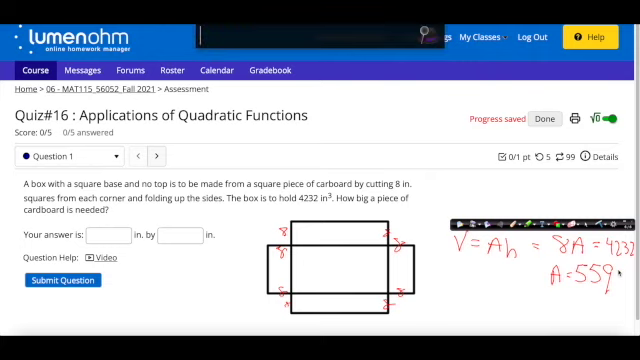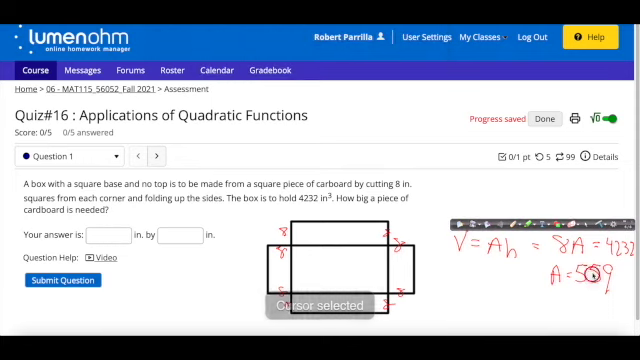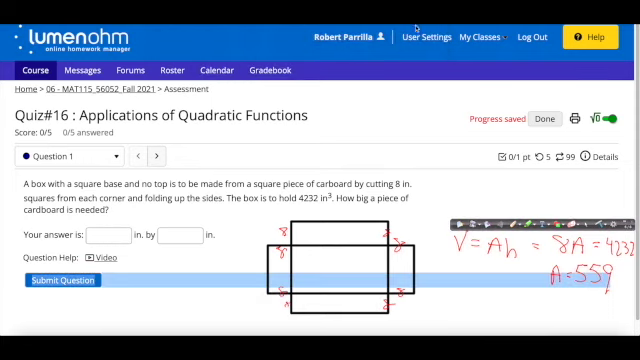Let me do a quick check before I do that. 4232 divided by 8 gives me 500 and oh, I made a mistake. 529. That would have been a big mistake. So I'm going to erase that part and replace it. So instead of 559, I can't erase here apparently. I have to do it this way. Go here and erase. That's going to give me 529.